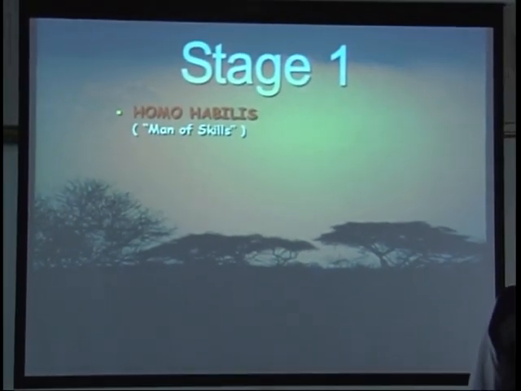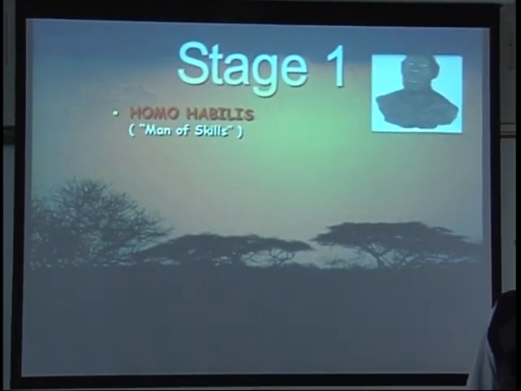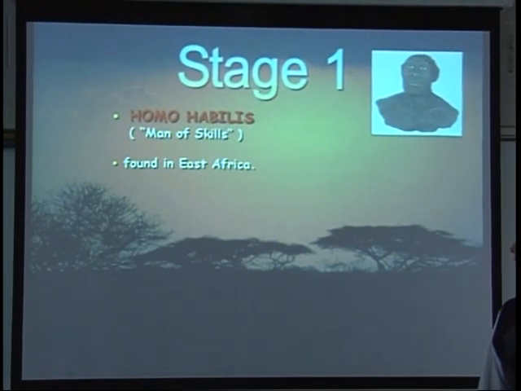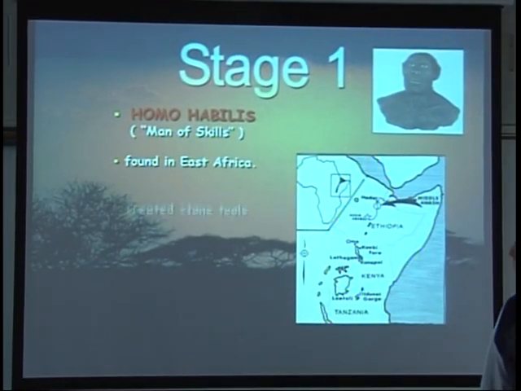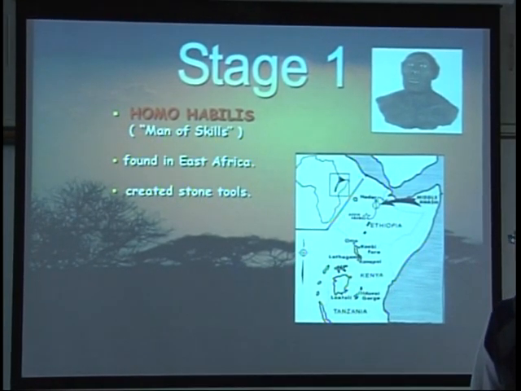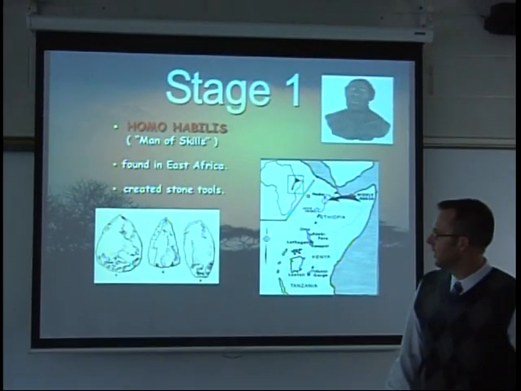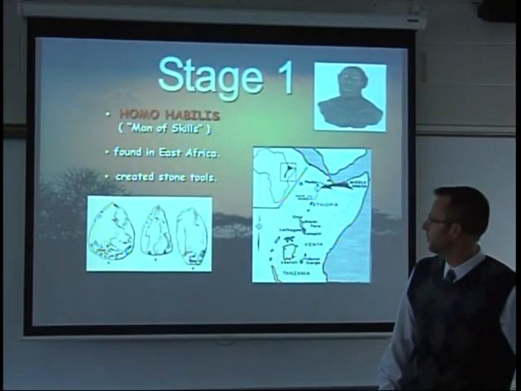Homo habilis was a man of skills. You're going to see a little bit more highly developed thinking and thought processes here. Still not looking too much like a modern-day human. These are found in Eastern Africa, shown here on the map, modern-day Ethiopia, or the Horn of Africa. They created some stone tools, primarily using other stones to chip away and create sharp edges. And you can see here examples of arrowheads that they fashioned to sticks and used to kill animals.